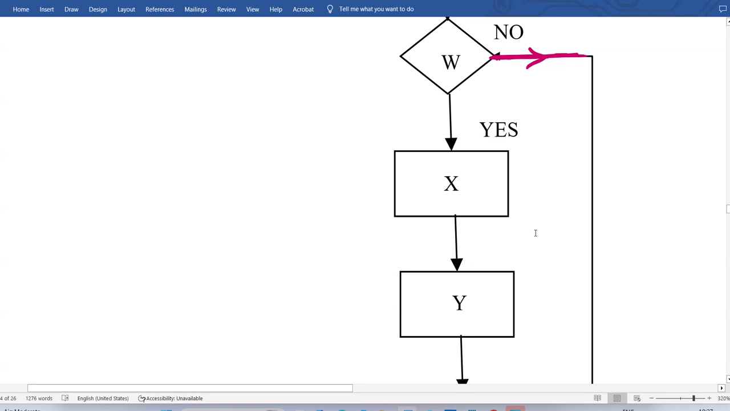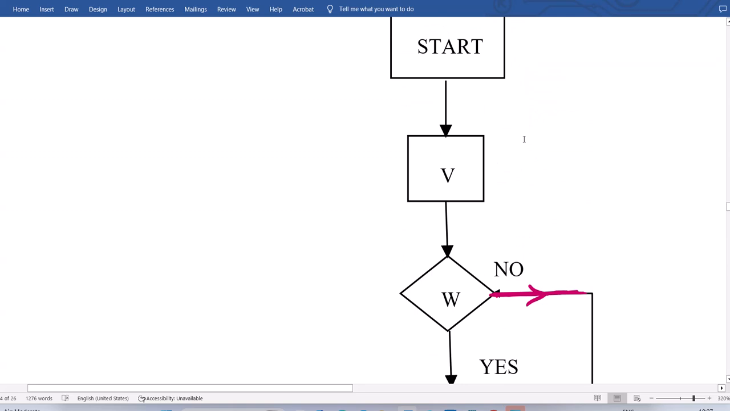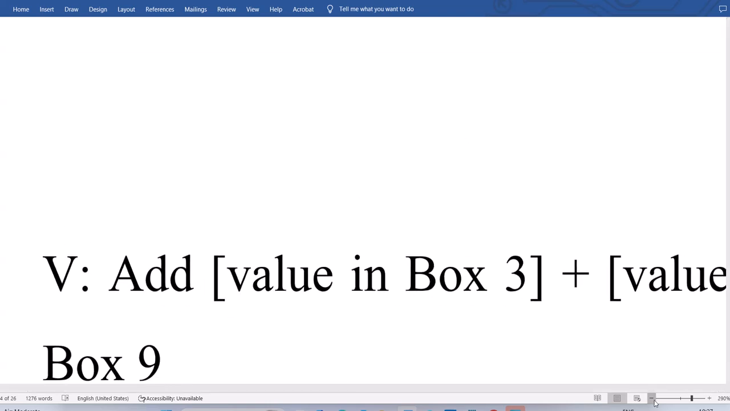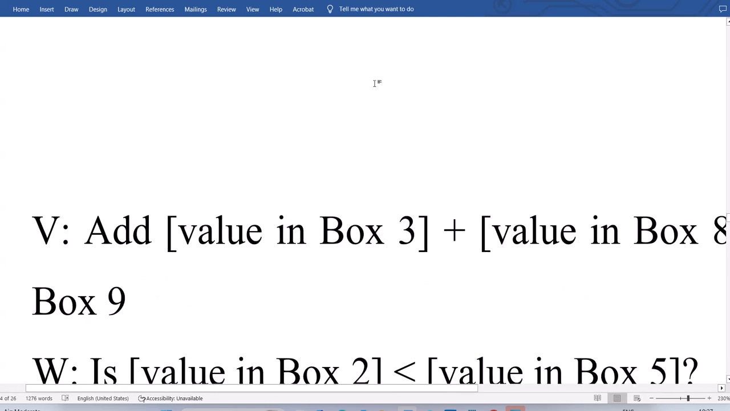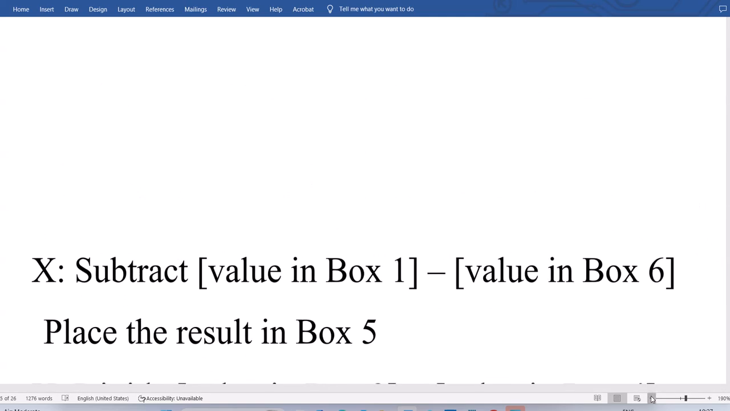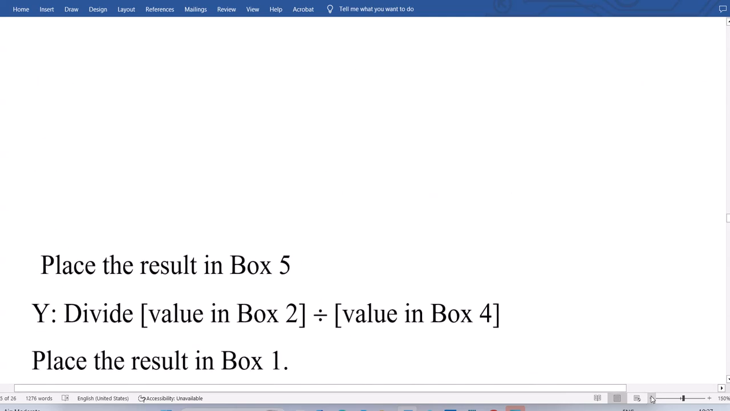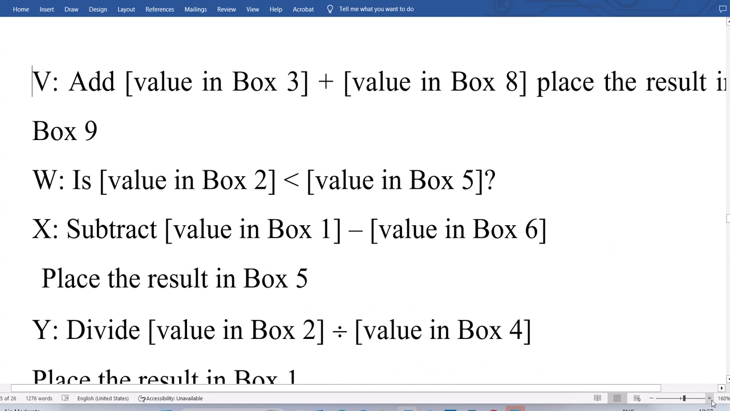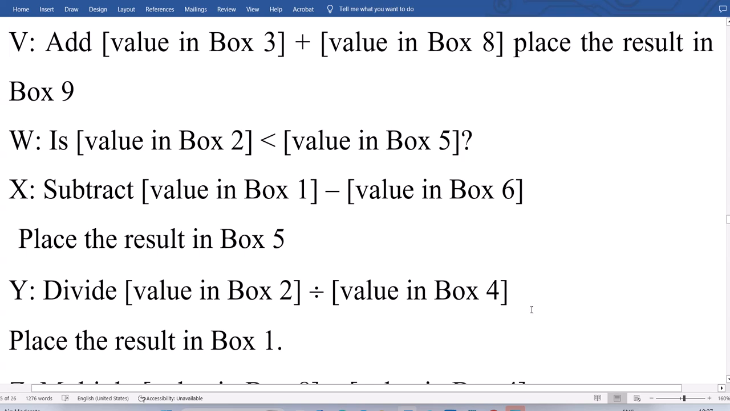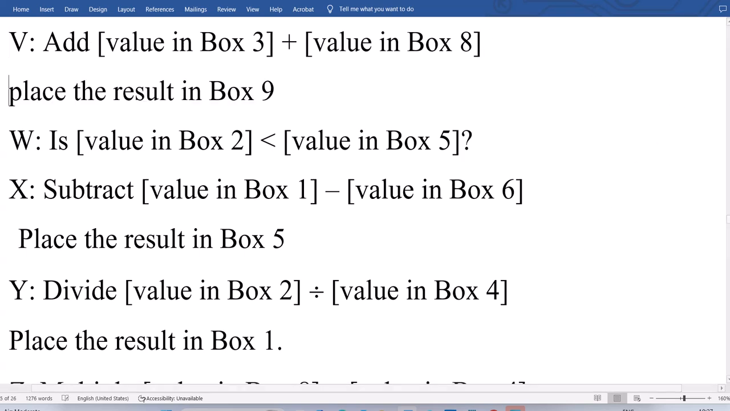Sir, what are the W, X, Y, Z steps here? I'll show in the next slide. First, note down this diagram. Hope you copied. Now, what are the steps here? V step is this: add the value in box 3 plus the value in box 8 and put the result in box 9. All steps are mentioned here. W, X, Y are mentioned. Z I will show later.